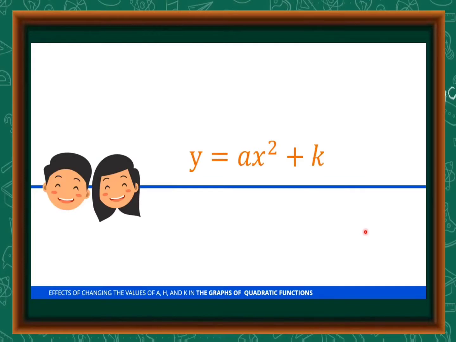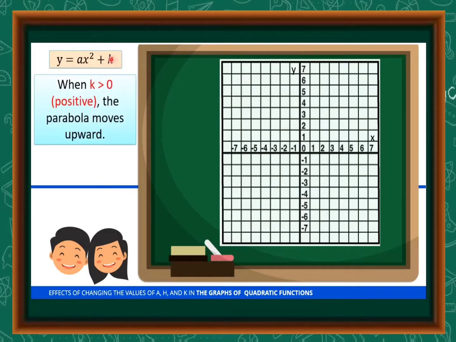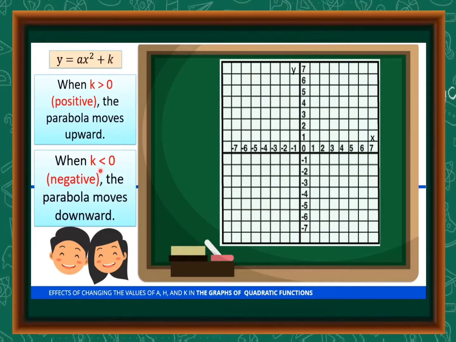Now let's observe the effects of changing the value of k sa graph ng isang quadratic function. So kapag ganito ang equation ng quadratic function, y is equal to ax squared plus k, when k is greater than 0, okay, that means kapag ang k natin ay positive, ang movement ng parabola ay upward. On the other hand, kapag ang k naman ay negative, ang movement ng ating parabola ay downward.